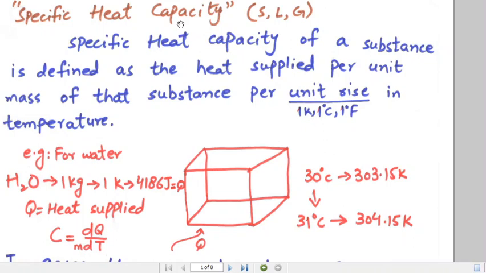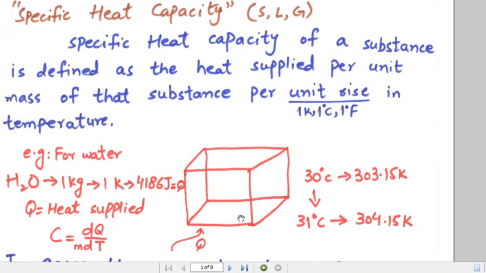So we know that whenever a tiny amount of heat energy is added to any system, it causes the temperature of that system to rise. So the heat capacity is the ratio of heat added to the temperature rise. So the specific heat capacity of any substance is defined as the heat supplied per unit mass of that substance per unit rise in temperature.